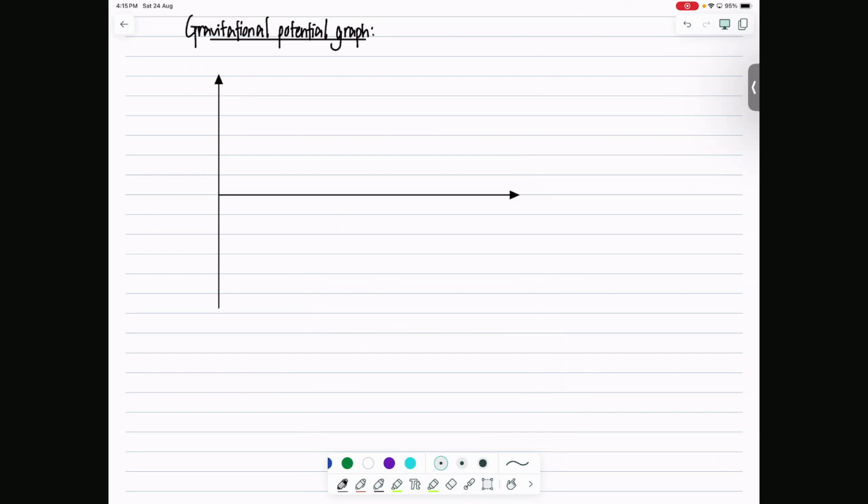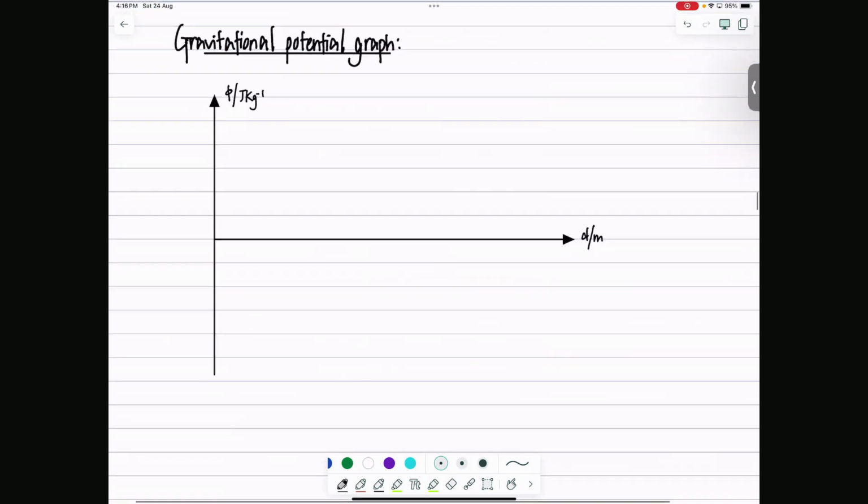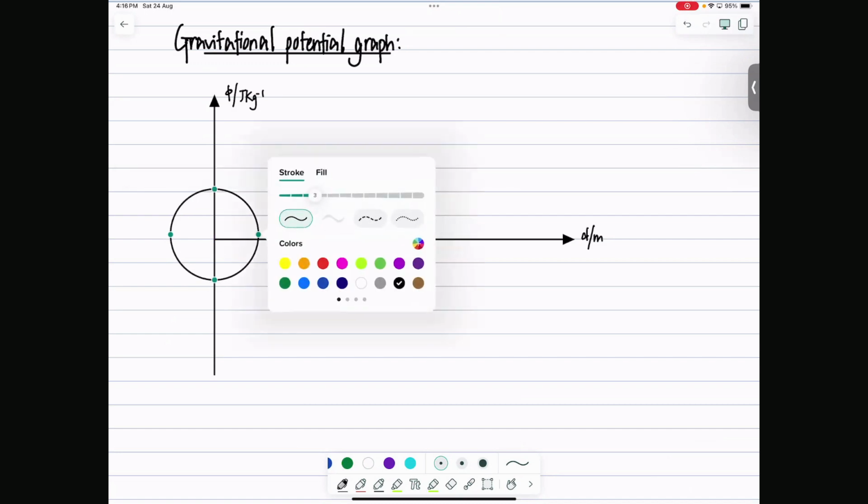Is this the first graph of our A2? No, it's not the first graph. I think this is the third graph. So what is the axis here? This is phi, which is joule per kilogram, and this is distance. We want to find the variation for gravitational potential outside the mass, because I told you before that we are not bothered about inside the mass because it's not an attainable thing to begin with, and also we assume our masses to be point masses.